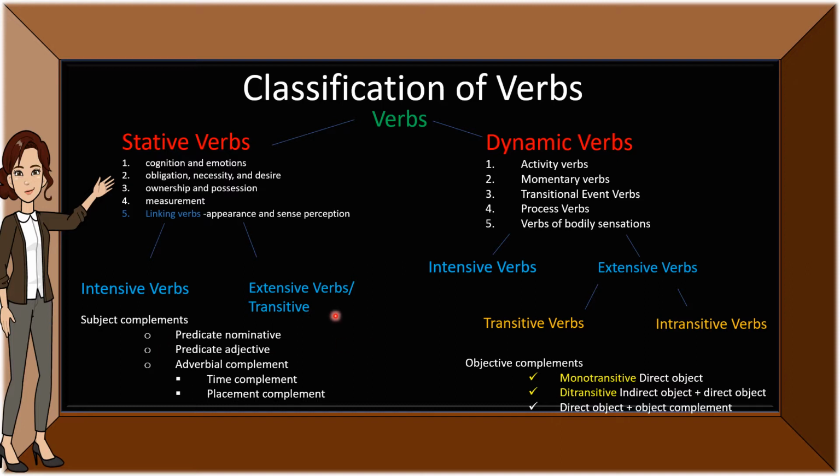We know that extensive verbs that are transitive are going to have some sort of object complement. And we know you can have a direct object, an indirect object plus a direct object, and we call them ditransitive verbs when they have an indirect object and a direct object, and monotransitive when it's just the direct object. Remember, dynamic verbs that are extensive and intransitive means there's no complement at all.